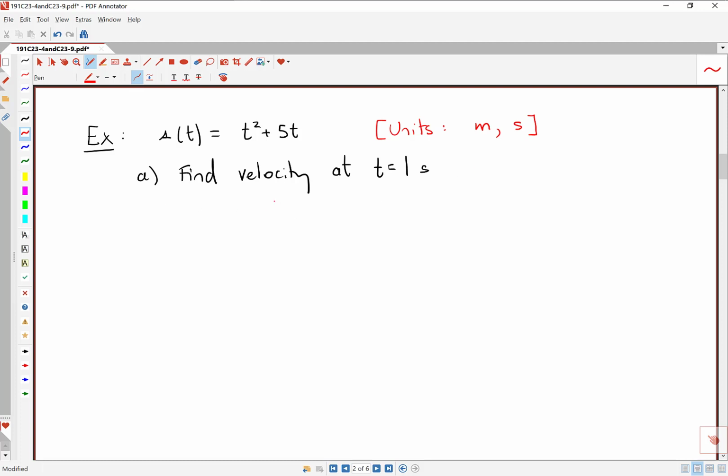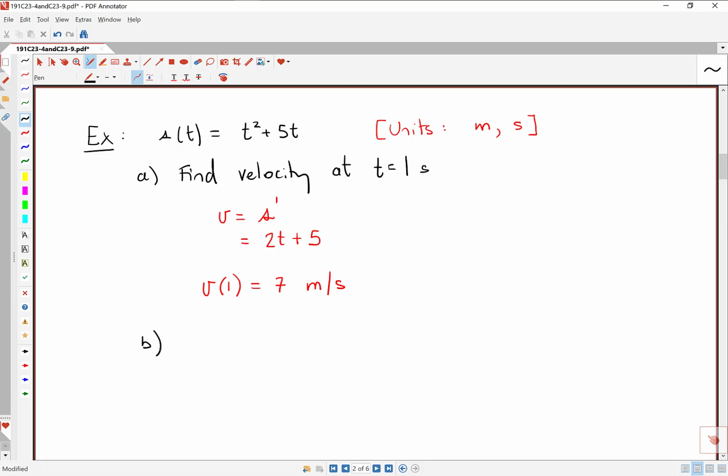Okay, so we would like to find the velocity at 1 second. So how fast is the car going at 1 second? Well, we're going to say v is equal to s prime. So take the derivative of s, we get 2t plus 5. That gives us a formula for the velocity at any point in time. And then if we want the velocity specifically at 1 second, we plug the t value 1 into that and we get 7. Always good to give units. So velocity at 1 second, 7 meters per second.